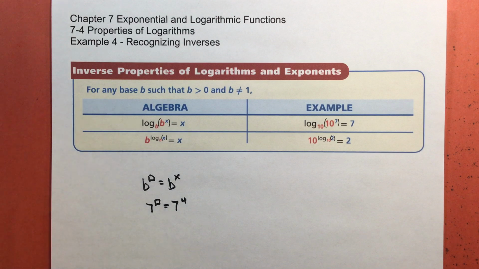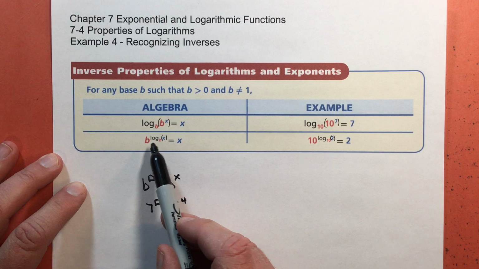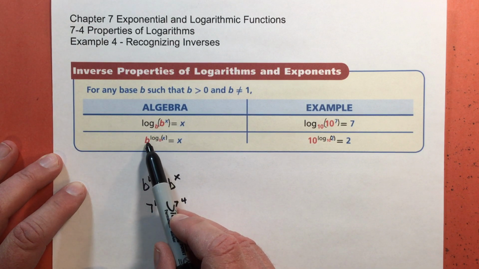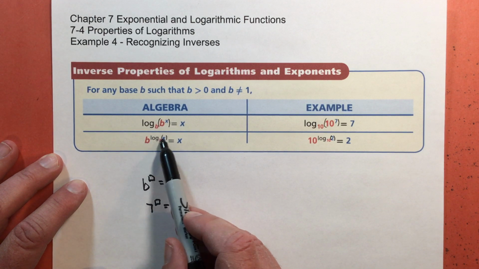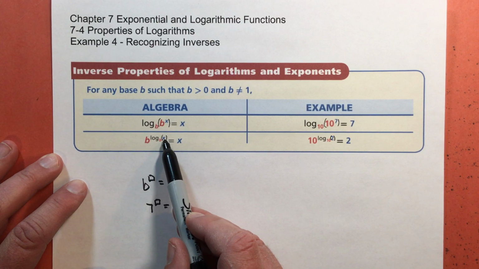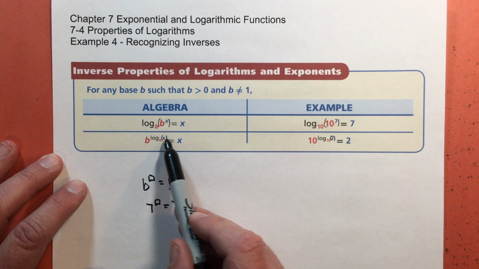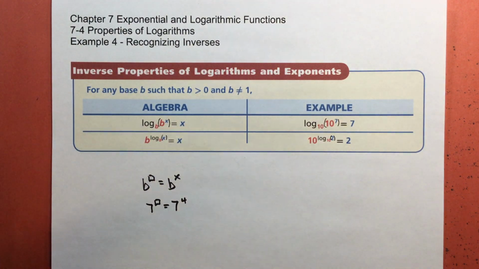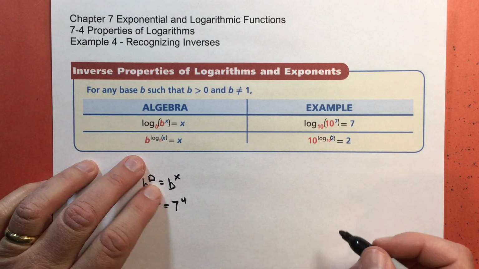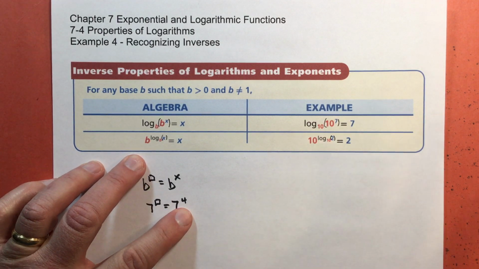All right? The other one's a little bit more complicated to see, but if I have a base and the exponent, remember the logarithm is the exponent. If the exponent is written as a logarithm with the same base, then whatever goes inside my logarithm, the input of my logarithm, is what I get. So these are two ways that we can talk about inverses.